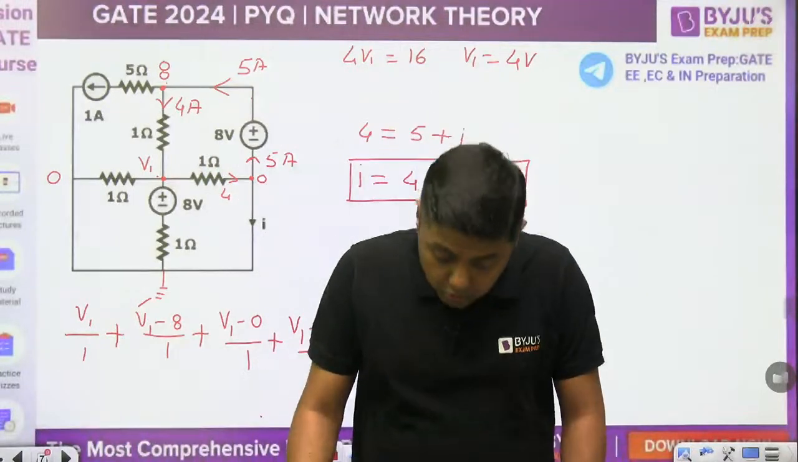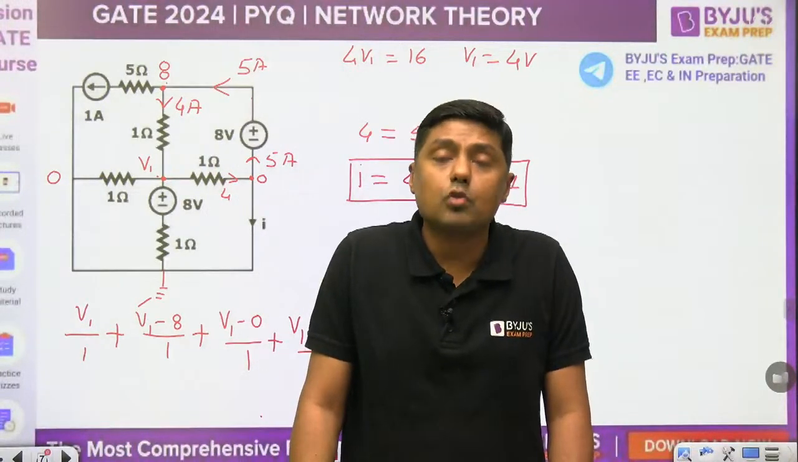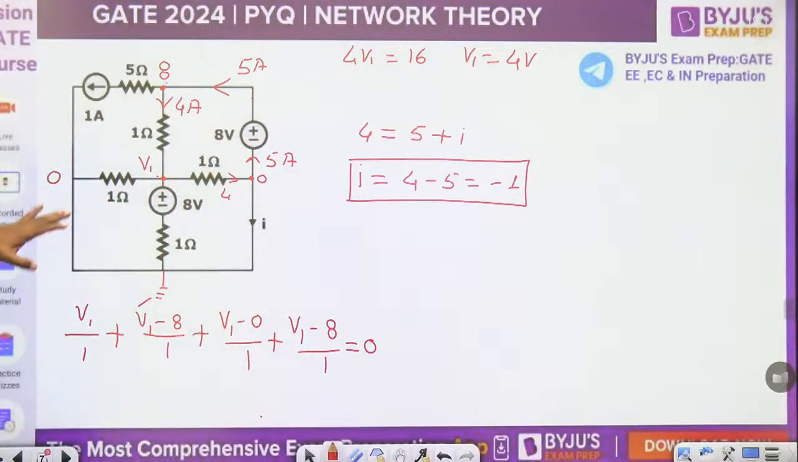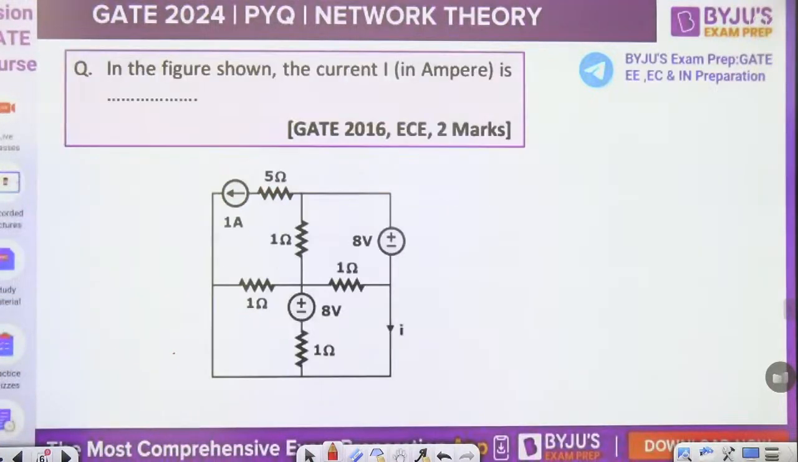Answer for this question is minus 1. So I have given you homework. Try to solve this type of questions. So minus 1 is the answer for this one. Okay. Now this is a 2-mark question. Next question.